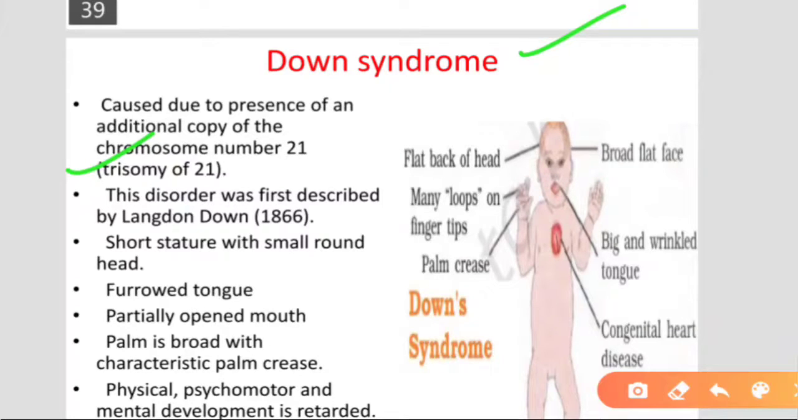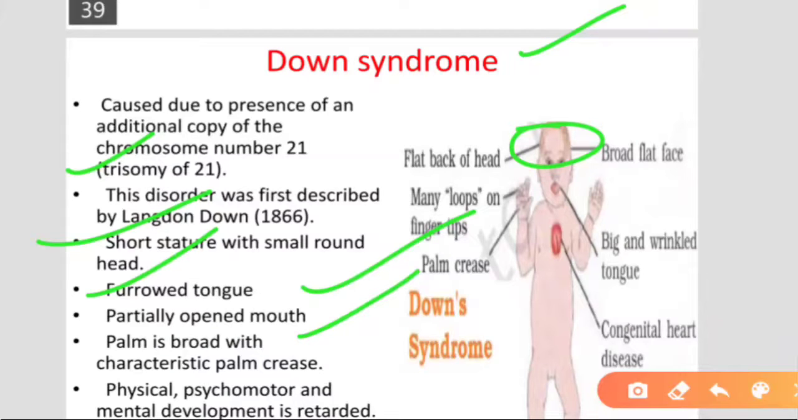in 1866. Short characteristics of these: short stature with a small rounded head, furrowed tongue, partially opened mouth, broad palm with a characteristic palm crease. Physical, psychomotor, and mental development is retarded. They are physically slightly weak, retarded, and mentally also retarded.